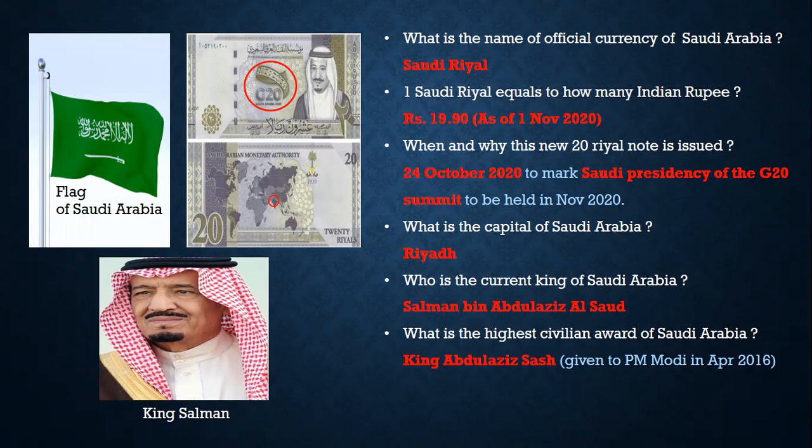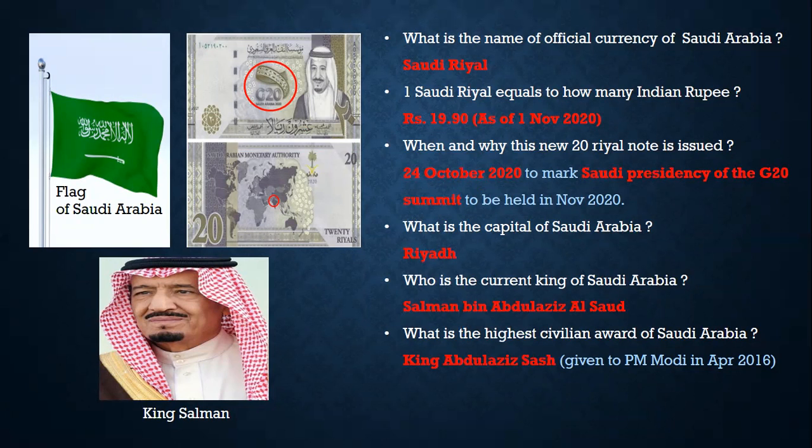Certain questions that might come in examinations are: what is the name of the official currency of Saudi Arabia? Saudi Riyal. Saudi Riyal is the official currency of Saudi Arabia. One Saudi Riyal is equal to how many Indian rupees? The answer is 19.90 rupees. This data is as per 1st November 2020. So 1 Saudi Riyal is equal to 19.90 rupees.